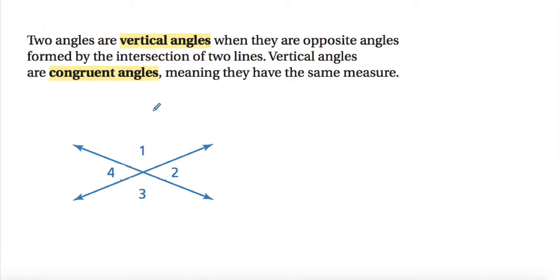Two angles are vertical angles when they are opposite from each other, and they are formed by the intersection of two lines. Vertical angles are congruent angles, meaning that they have the same measure.